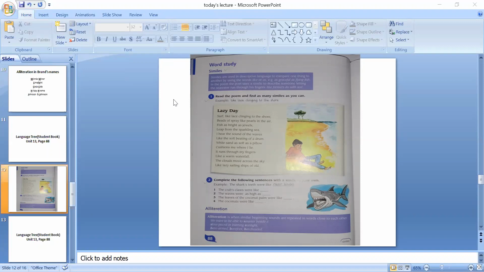Beta, do it yourself. You read it yesterday, na? I told you. Manahid, beta, please do it. Don't look here and there. Do it. Yashad, do it. Underline similes.